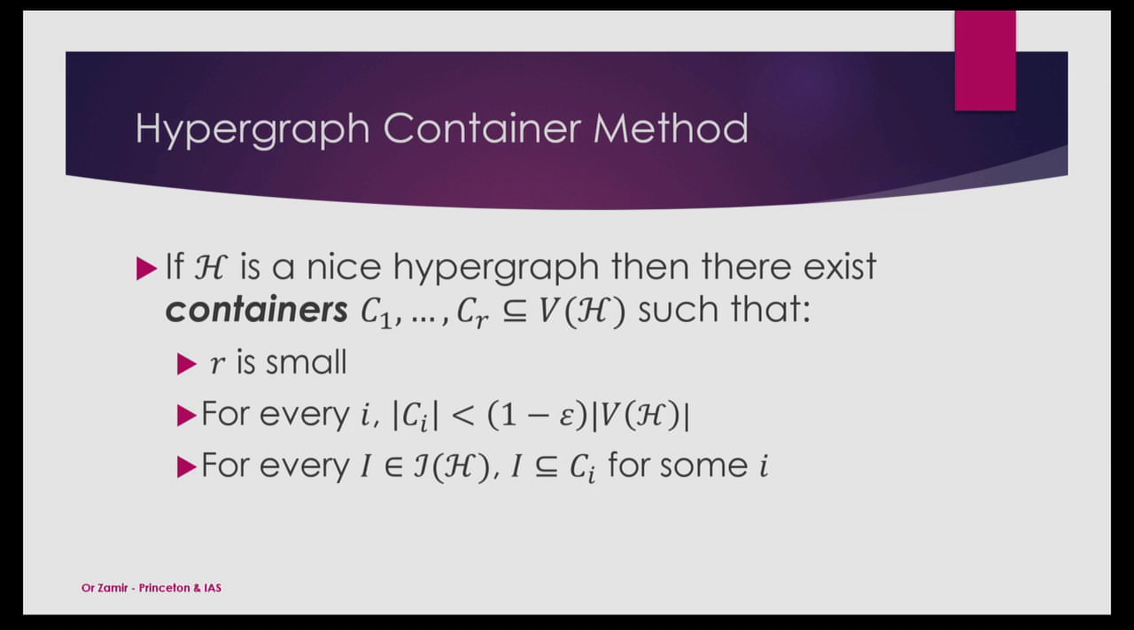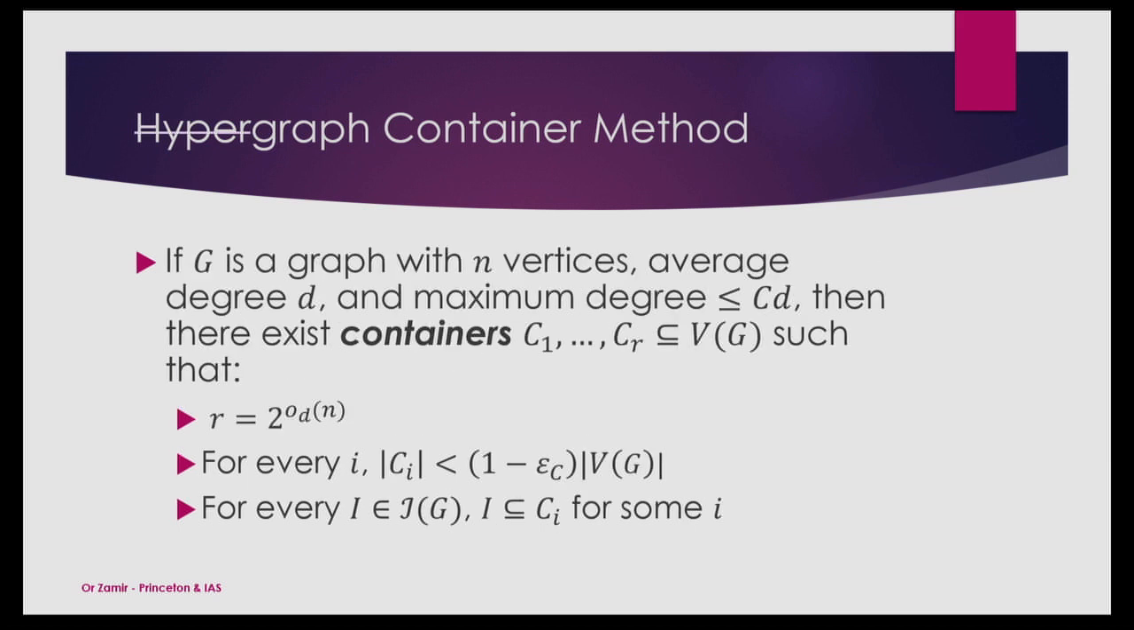Good, and let's try to make this a bit more rigorous, but not for hypergraphs, but for graphs. So for graphs, we can state the full statement. It will be something like: if G is a graph, it has n vertices, its average degree is d, and the maximum degree is at most C times d. So it is almost regular in the sense that we mentioned before. Then we have this family of containers with the following conditions on them.